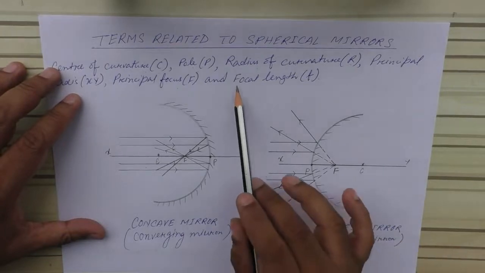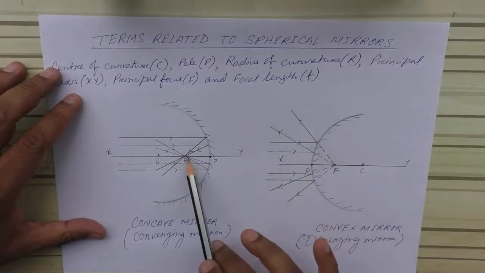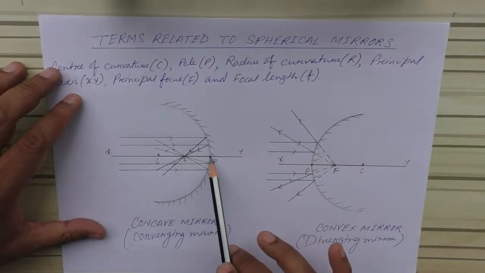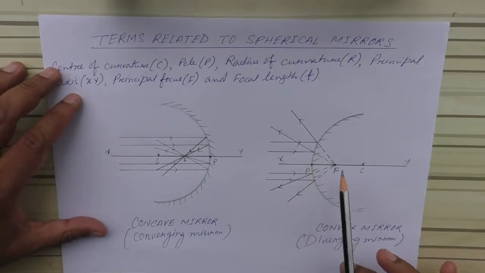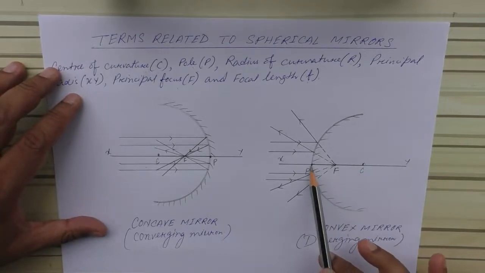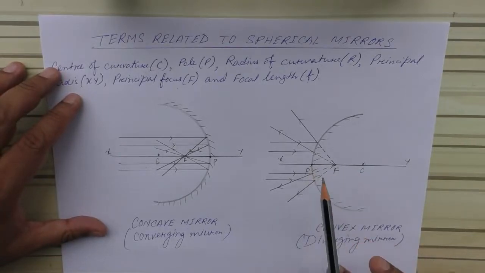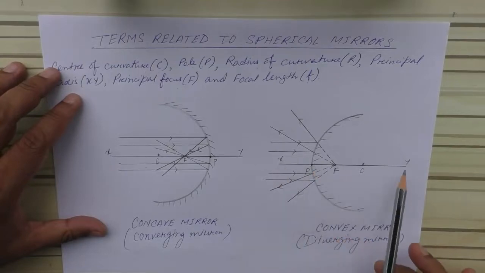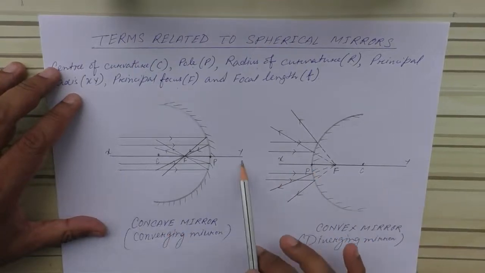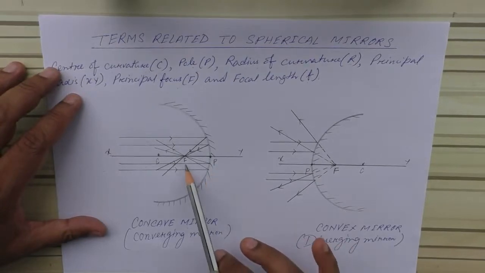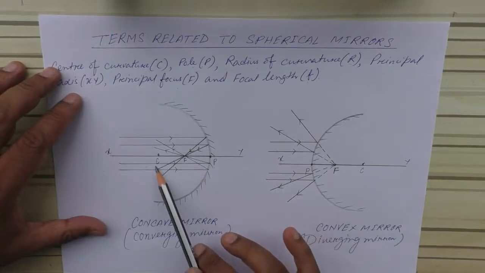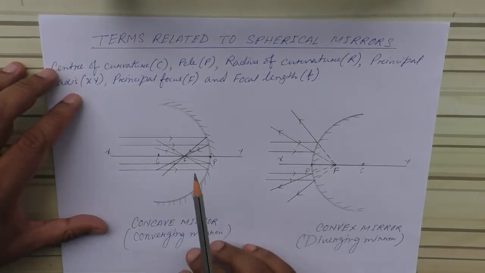And the last term here, focal length, the length of the line joining the focus and pole, that is FP. FP represents focal length. If I ask you CP represents what? CP represents radius of curvature. XY represents what? XY represents principal axis. P represents what? P is the pole of the spherical mirror. F is the principal focus of the spherical mirror, and C is the center of curvature of the spherical mirror.